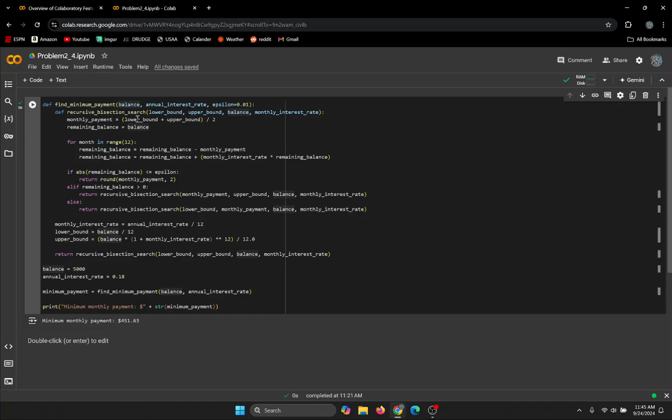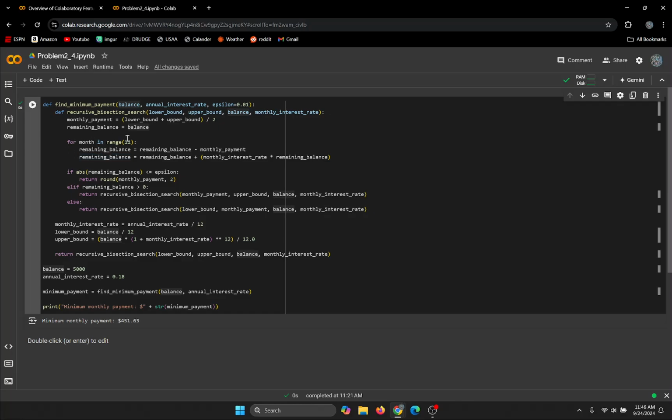So here's the helper function, the recursion function that's going to be calling itself. Then the rest of it is fairly straightforward. It's pretty much like problem set 2.3. And we have a monthly payment, same as before. Remaining balance is going to be pulled from the balance whenever we do our loop down here.